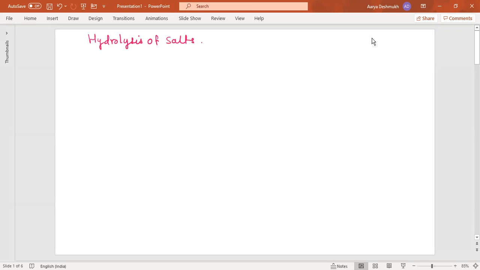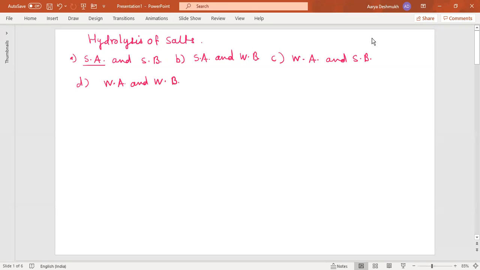Now there are different types of salts. Salt of strong acid, I'll be writing in short, and strong base. Second type, you can write here: salt of strong acid and weak base. Thirdly, salt of weak acid and strong base. And the fourth type, salts of weak acid and weak base. These are the different types of salts you can see.